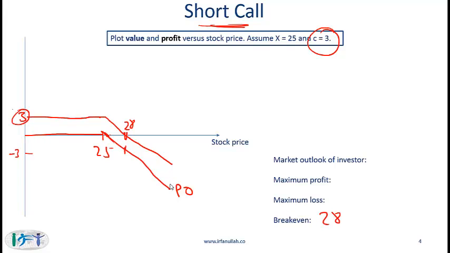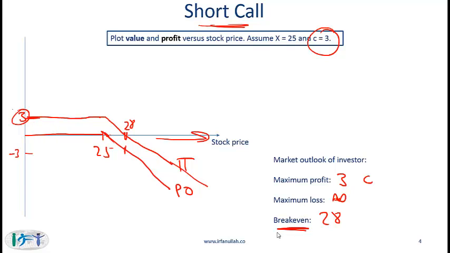The maximum loss, as you can see with this profit diagram, is infinite. So this is a very dangerous position to take. If you are right and the stock price either stays the same or goes down, then you make some money. But if the stock price increases a lot, then your losses keep increasing. The maximum profit is 3, which is the amount that you get when you sell the call option.